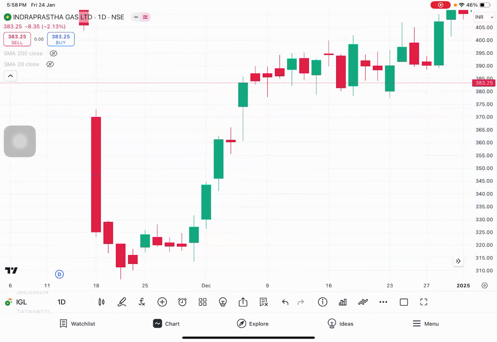Exactly. I never enter at the bottom. I only enter after confirmation. I don't enter before breakout. People think about timing the market, but no one can time the market. So I'm not telling that if I exit at 14, 15, 13%, it will not go up in the next 1-2 days.